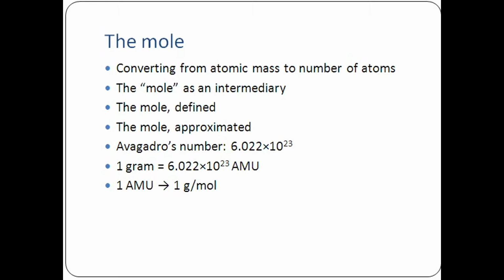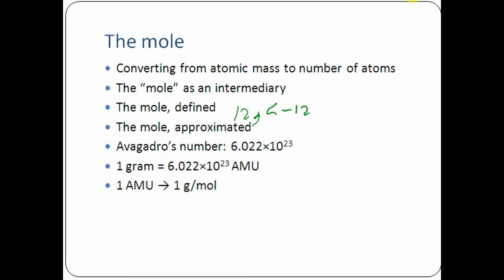A mole is simply an amount of stuff. It's a number. It tells you how many atoms you have. The definition of a mole is based on a particular element, carbon-12. The definition of a mole is the number of atoms in 12 grams of carbon-12. So if I have 12 grams of carbon-12, that number of atoms is exactly 1 mole. That's the technical definition.